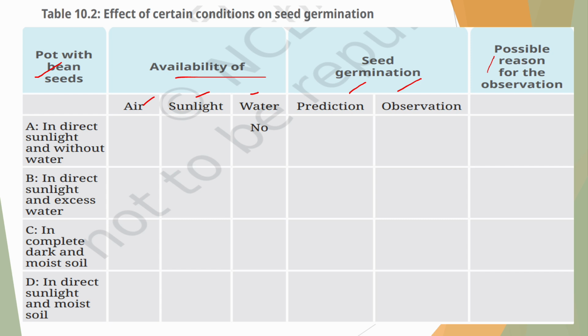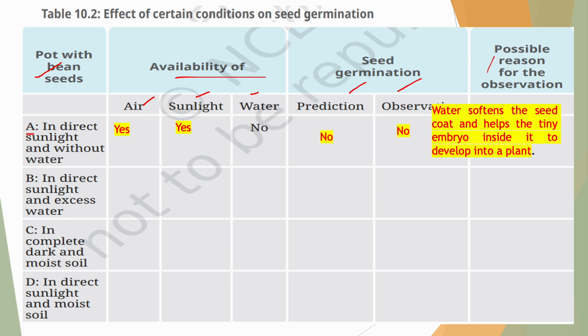See, first pot, pot A, in direct sunlight and without water. Then what about availability of air? Air is present, sunlight is there. Then what about water? No water, it is without water. Then what about seed germination? Will the seed germinate? No, our prediction is no. What is your observation? Observation also no. What is the reason? Water is essential for germination. Water softens the seed coat and helps the tiny embryo inside it to develop into a plant.